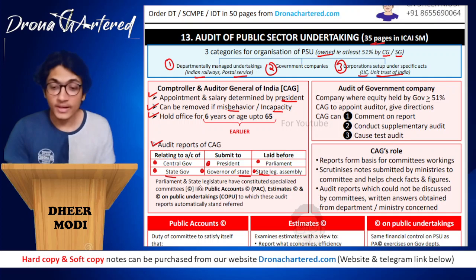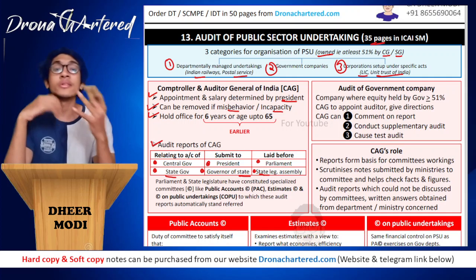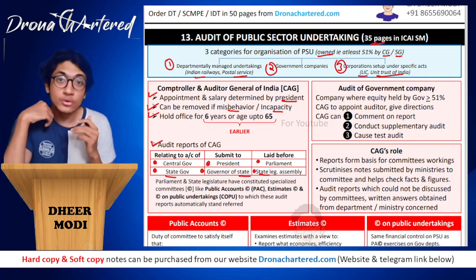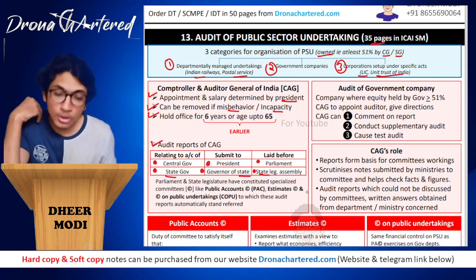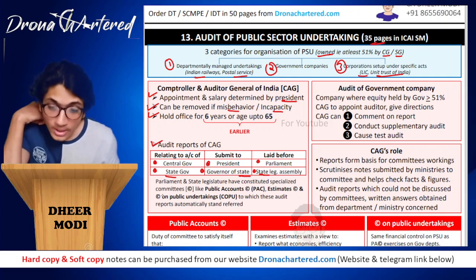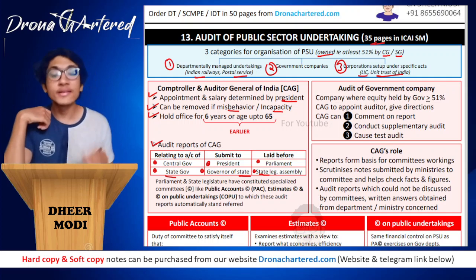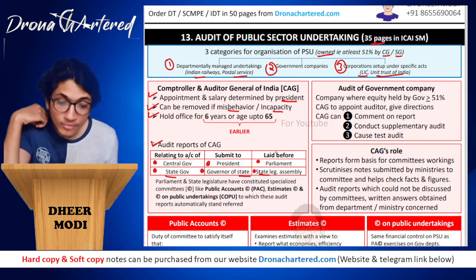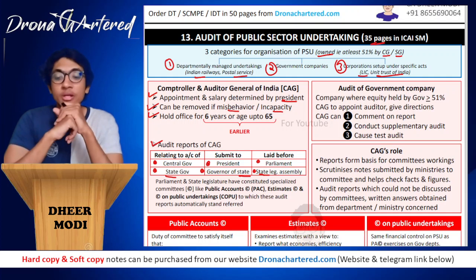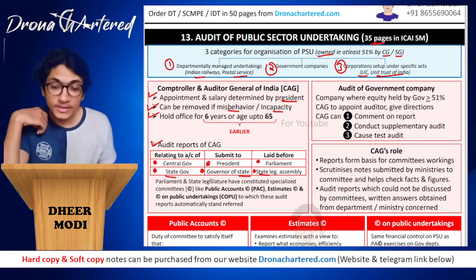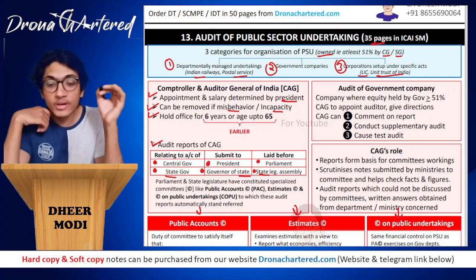Now your parliament and the state legislature have constituted specialized committees because they do not have the proper understanding to read these reports. They have constituted committees like the Public Accounts Committee, that is PAC, the Estimates Committee, and the Committee on Public Undertakings, that is COPU, to which these audit reports automatically stand referred. As per the law, it is said that the reports will be laid before the parliament and the state legislative assembly. But since they are not capable of reading these reports or providing any valuable inputs, they have made these three committees, who will review the report.